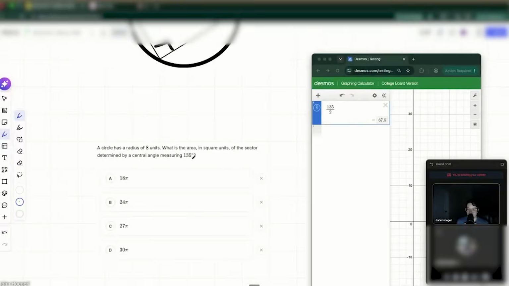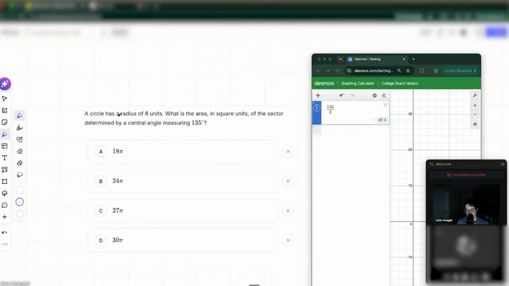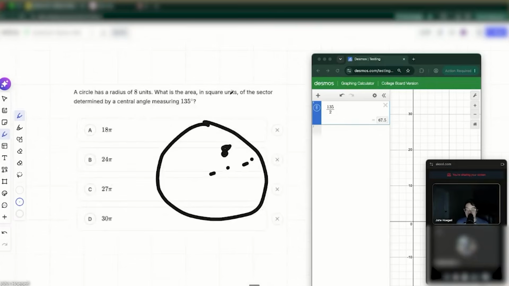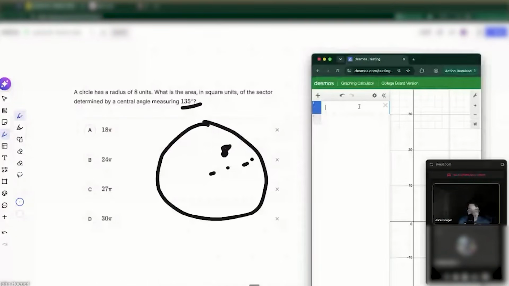Okay, finally some actual stuff here. So this circle has a radius of 8 units. So let me just go ahead and draw that. And then what's the area of the sector determined by a central angle measuring 135? Okay, 135, there we see it again. Amazing stuff here. So it says the area of it. So that's going to be the pi r squared thing. So we can do pi times 8 squared, which would be the radius squared. And so this would be the total area of the circle. This is the amount of space the circle takes up.